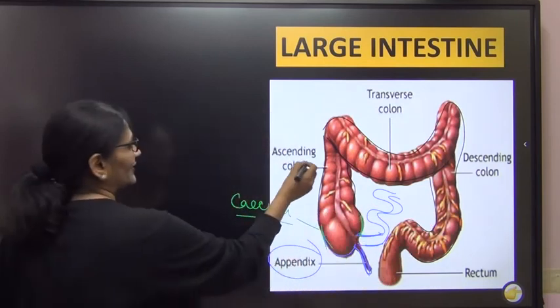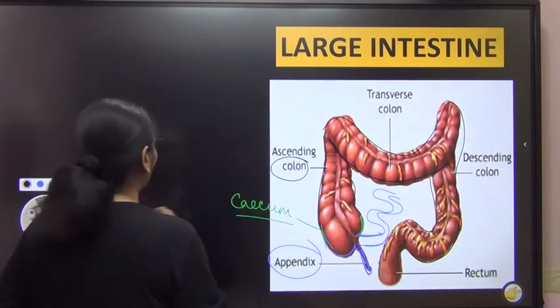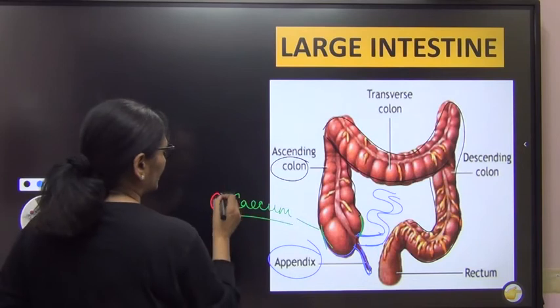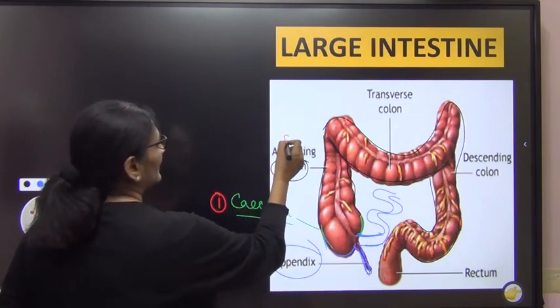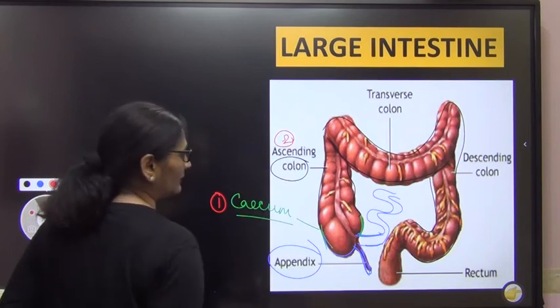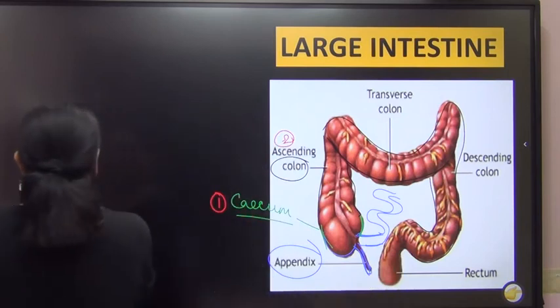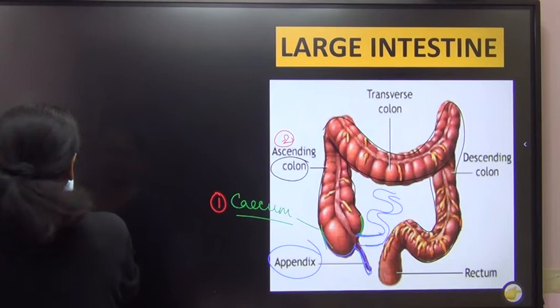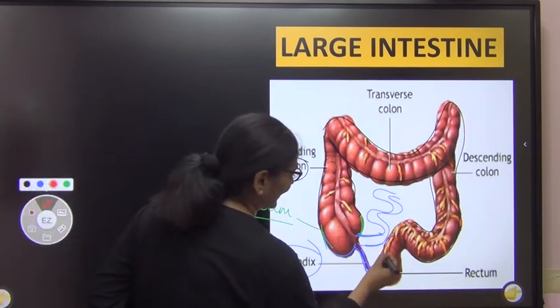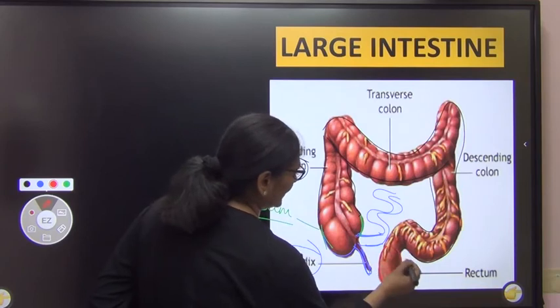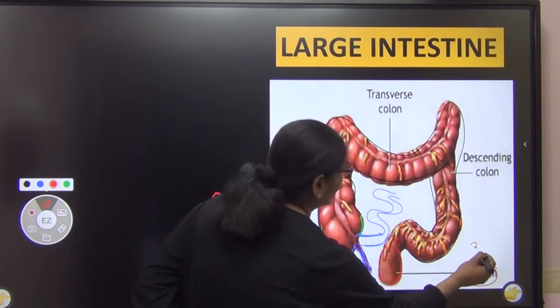So the first part was your cecum, right? ये तो appendix छोड़ दो. The first part of large intestine was cecum. The second part is your colon. And this colon now opens into a, let me draw it here. It opens into a sac-like structure. This is called as rectum. This is the third part.